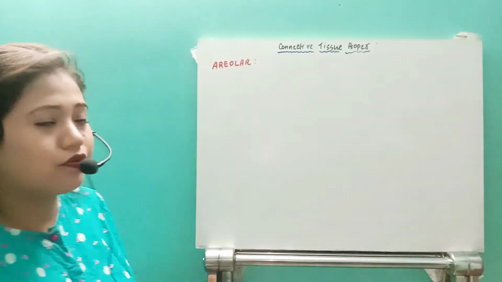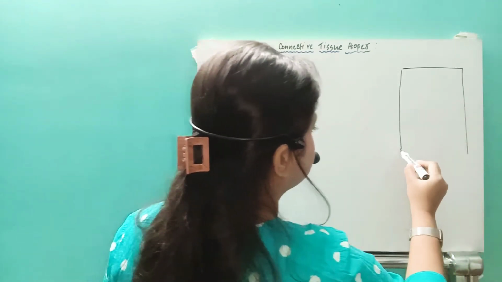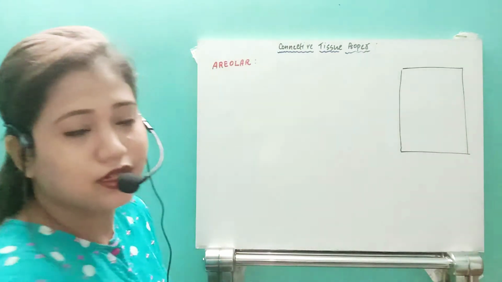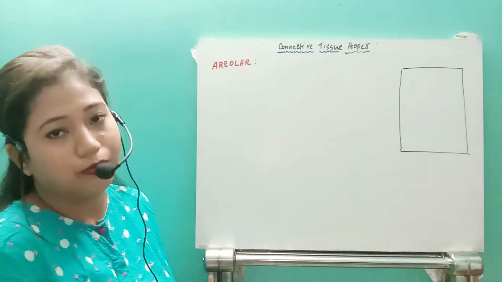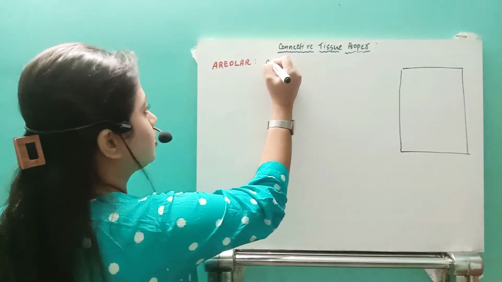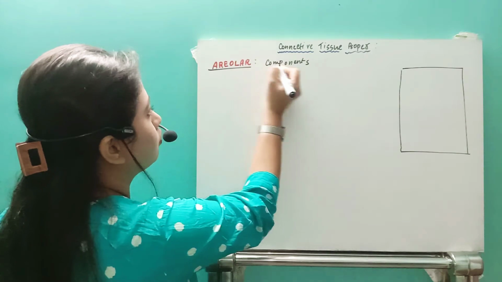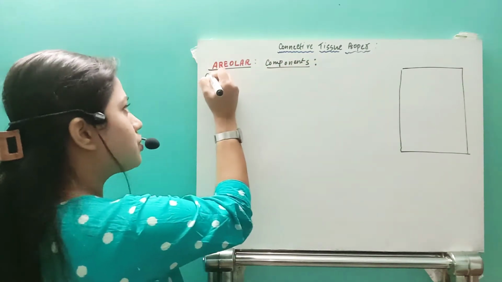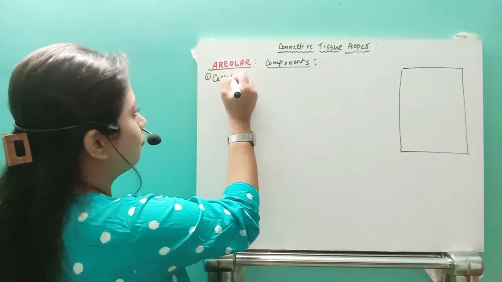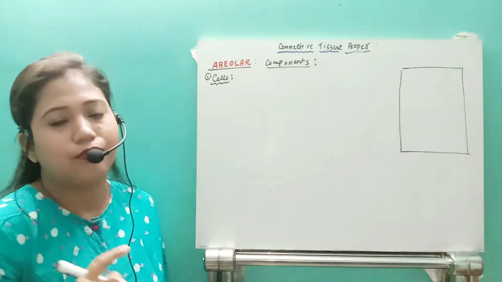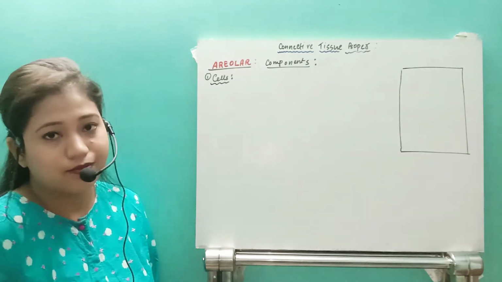Okay, so first of all, I will show you the picture of how the connective tissue proper areolar is present in our body, and second, I will show what the components are. So just see what components are found in the connective tissue proper areolar type. The first component is the cell. The cells will be the most important component. Here we are going to see four types of cells.